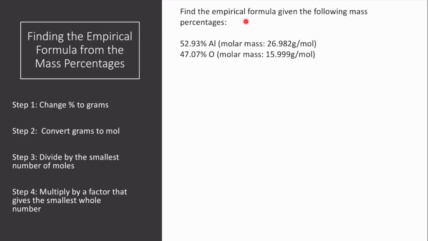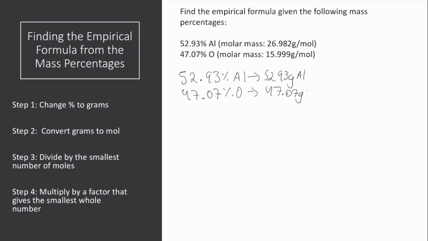Okay, so to find the empirical formula, first we have to change the percent to grams. So the 52.93% of aluminum becomes 52.93 grams of aluminum. And in the same way, the percentage of oxygen becomes 47.07 grams of oxygen. And all this is saying is that we have a total of 100 grams of compound. We just choose 100 grams because it's an easy number to work with. So this is step 1.